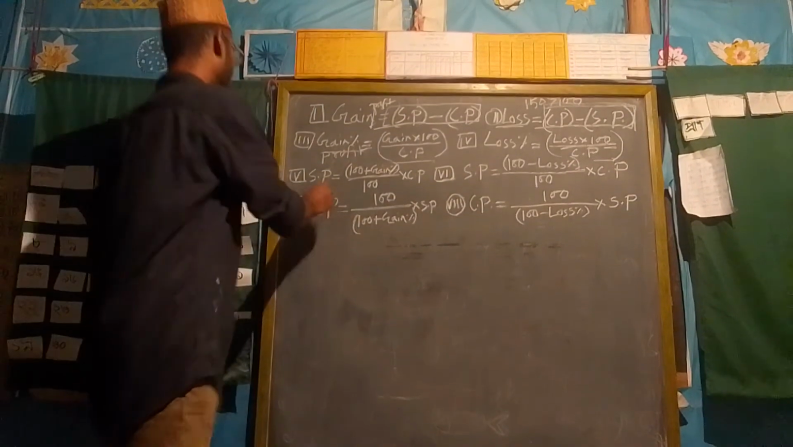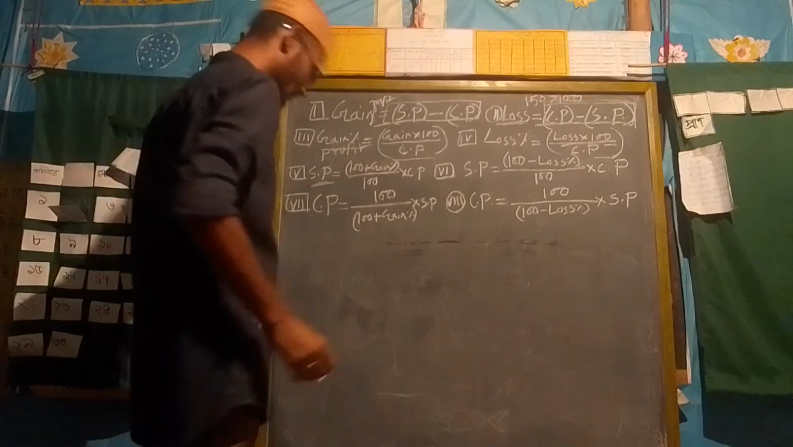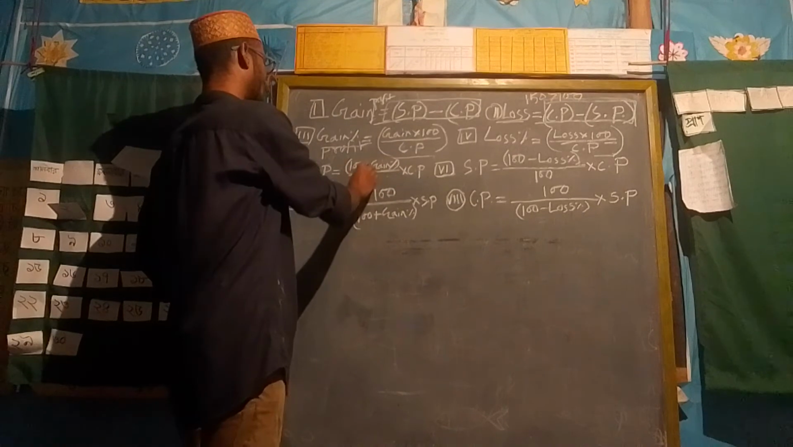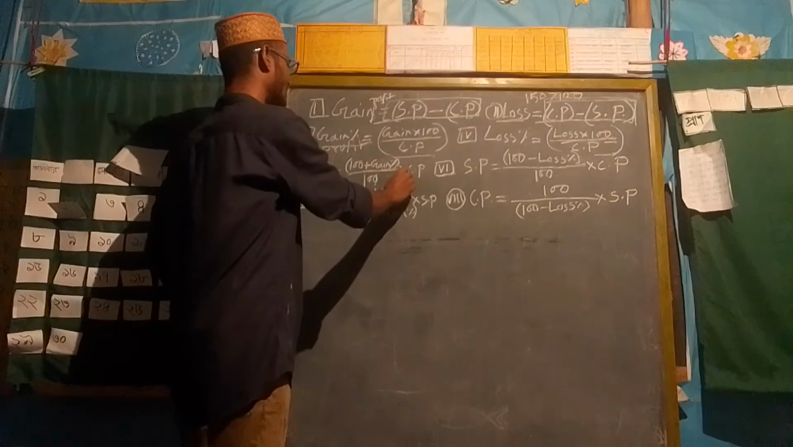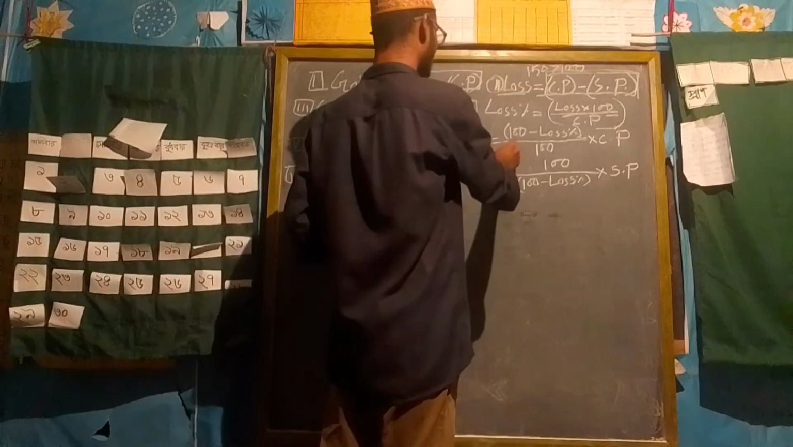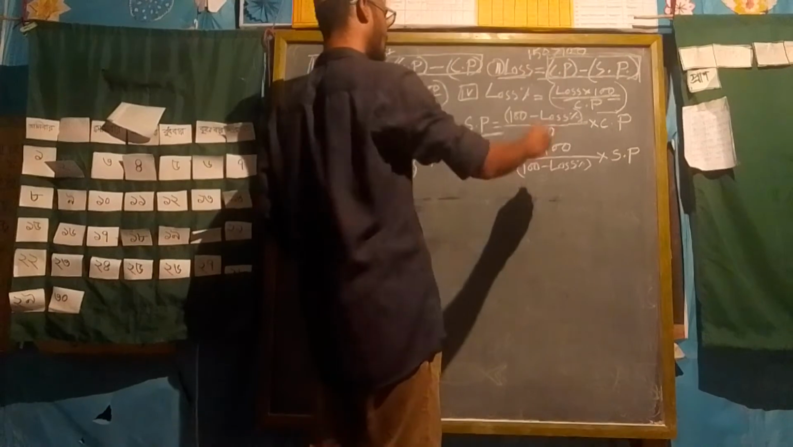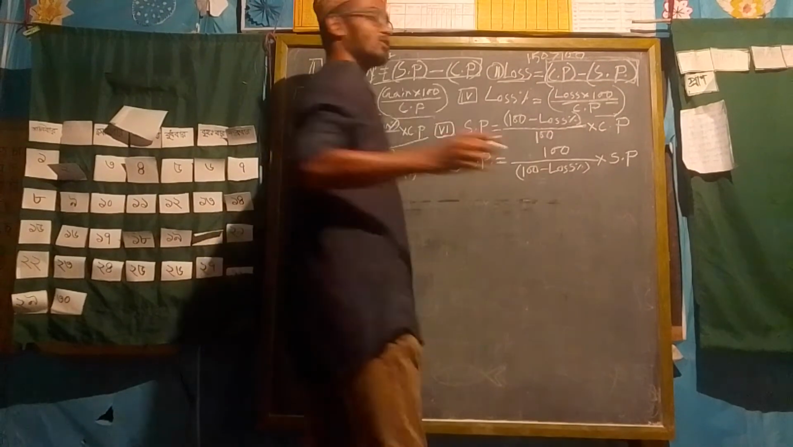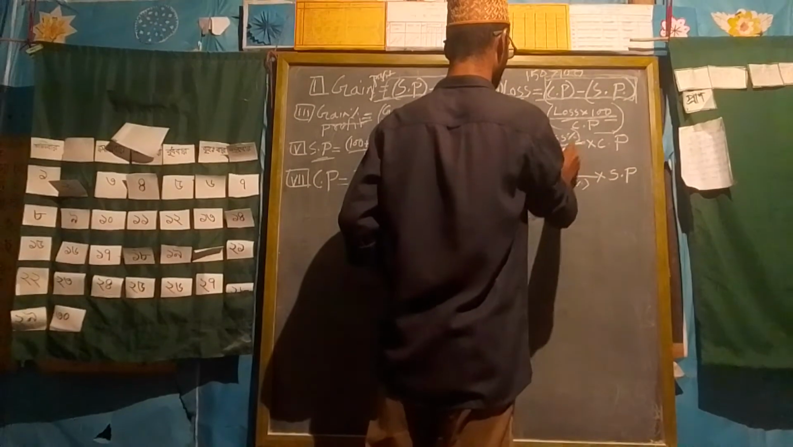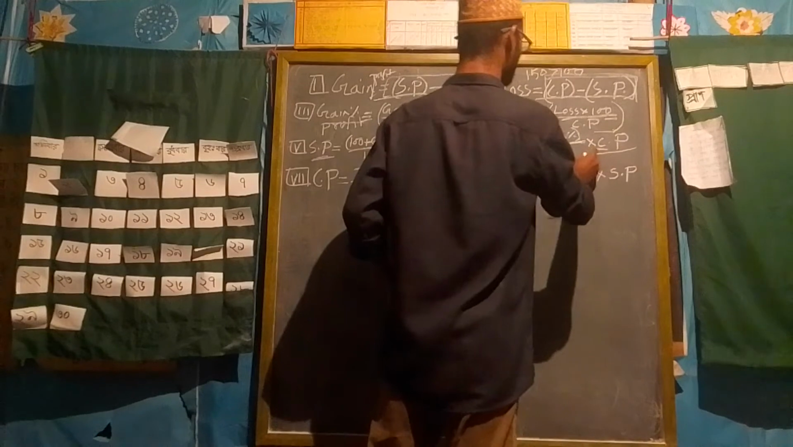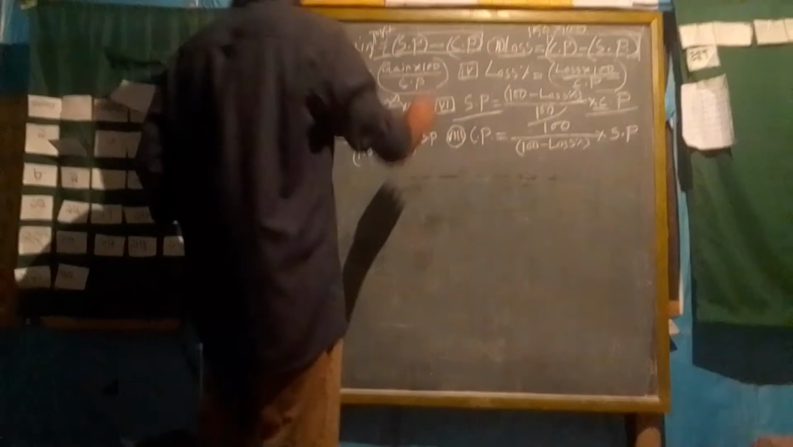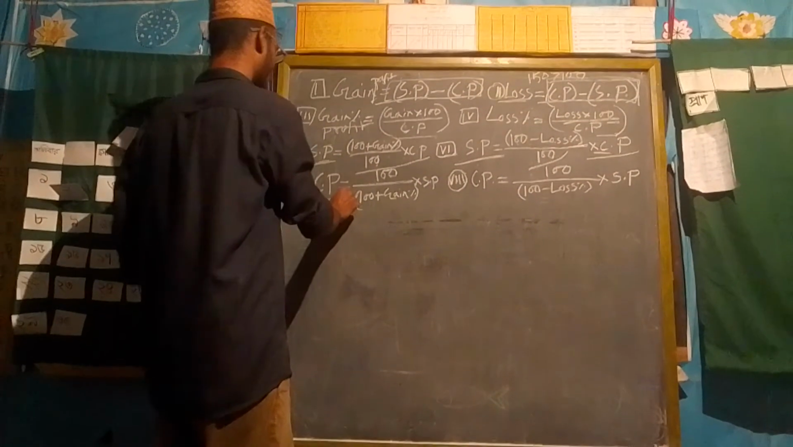Then we come to the selling price. If gain percentage is given, the selling price will be 100 plus gain percentage divided by 100, into the cost price. And if loss percentage is given, then our selling price will be 100 minus loss percentage divided by 100, into the cost price. We always know that percentages are reckoned on the cost price.